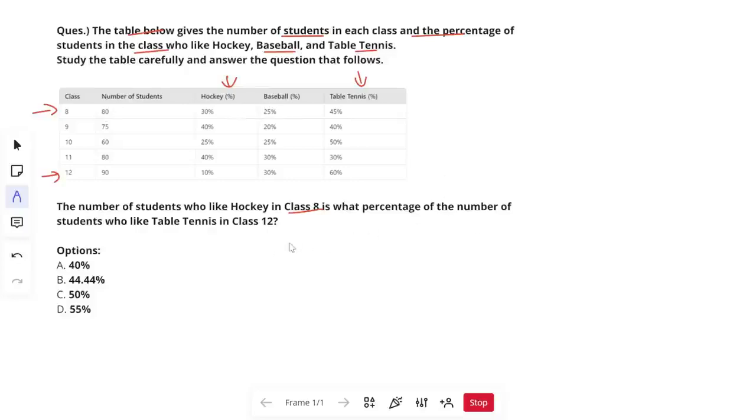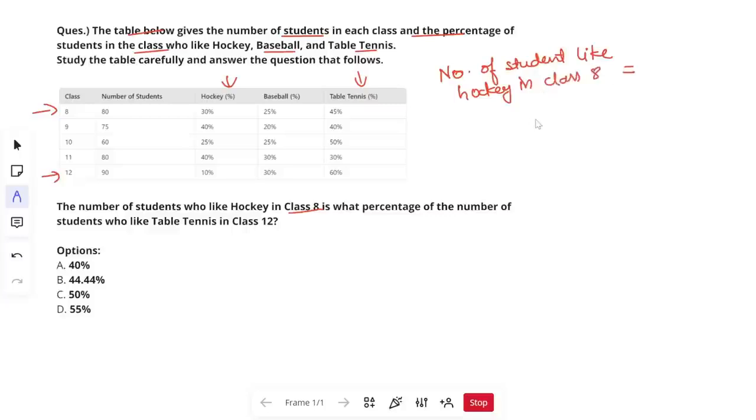So in order to find the ratio which is asked of us, or like the relation which is asked of us, what we need to do is, the first thing that is asked is the number of students who like hockey in class 8. Let's find this out. Number of students who like hockey in class 8.